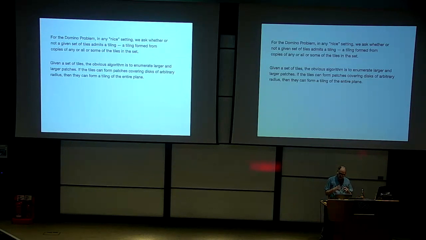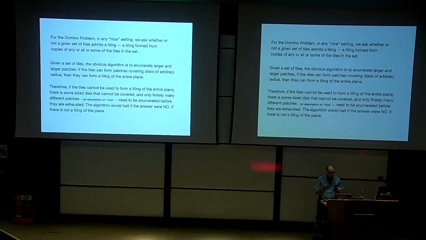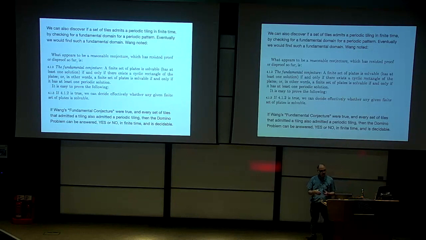So if tiles can form patches covering disks of arbitrary radius, then they can cover the entire plane. Conversely, if you can't cover the entire plane, then you have some size disk that won't be covered, and you'll be able to enumerate them. However, of course, there's another little assumption tucked in here, which is that there's only finitely many patches of a given size. And so this algorithm halts with no if there's not a tiling of the plane. And we can also discover if it admits a periodic tiling by enumerating larger and larger patches in the same way, and then as we go, just checking to see whether I have a finite patch that can be used periodically.